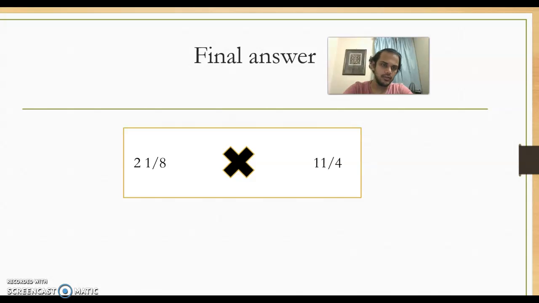We have broken down the real life measurements, and in order for us to draw it through a scale on a piece of paper, these are the measurements that we are going to use, which is 2 1 upon 8 and 1 1 upon 4. In the next slide, I will show you a visual representation of how it is drawn on a piece of paper.